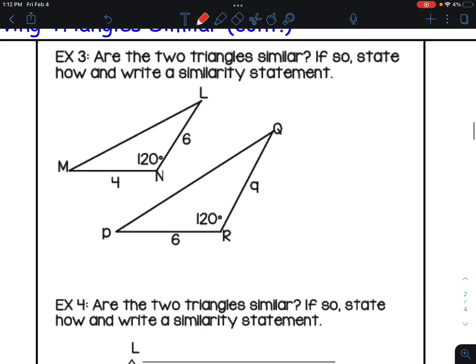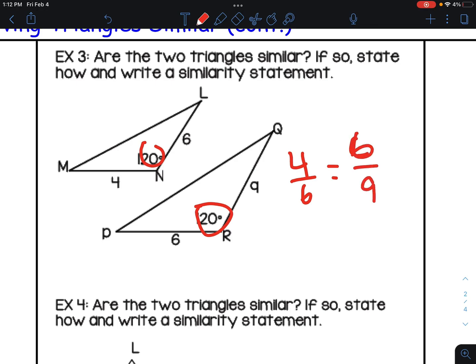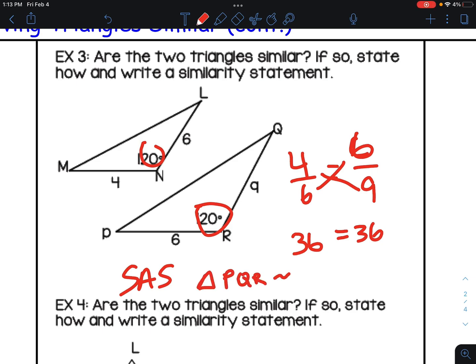Now let's go side, angle, side. It looks like side, angle, side, but we have to show proportional. So we have our angles. 120 is congruent to 120. 4 goes with 6. And then LN is 6. That goes with QR, which is 9. Reduce your fraction down. If the math is easy, I like to just do cross products quick. 36. 6 times 6, 9 times 4 is 36. You're showing proportional. So they are similar using side, angle, side. Triangle PQR is similar to triangle MLN.